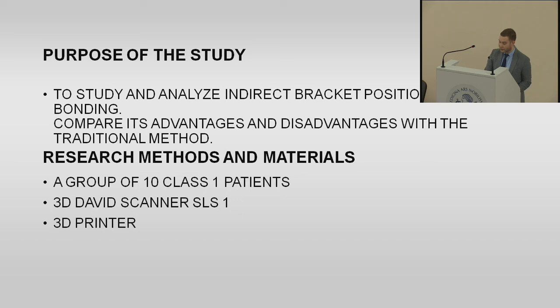So what was the purpose of the study? To study and analyze indirect bracket placement and bonding, and compare its advantages and disadvantages with the traditional method. So our research was a group of 10 class 1 patients. Why did we take only class 1? Because we didn't want to make too many things that we need to fight with. Also we had the 3D DAVID scanner, which is the SLS-1 model, and a 3D printer. If you don't have one, you can actually print it out in many offices around our great city.